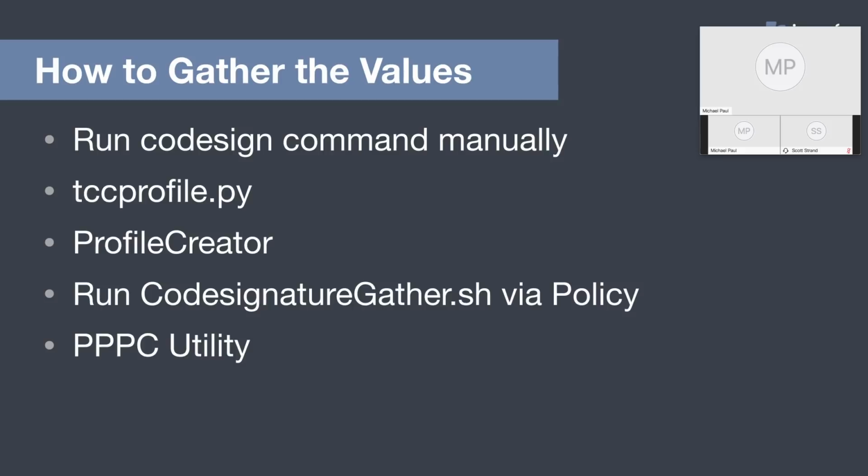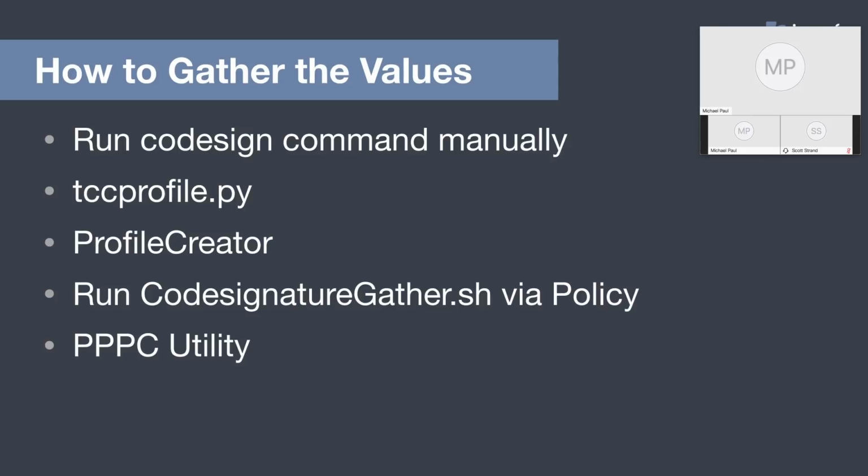We have a few methods to get that. I can either run the codesign command manually in Terminal, pointing at the applications, or I can use a nifty script called tccprofile.py. It's a Python script created by Carl Ashley. There's Profile Creator created by Eric Berglund. We also have a code signature gather.sh script available in our GitHub. And we have our PPPC utility created by Jamf.